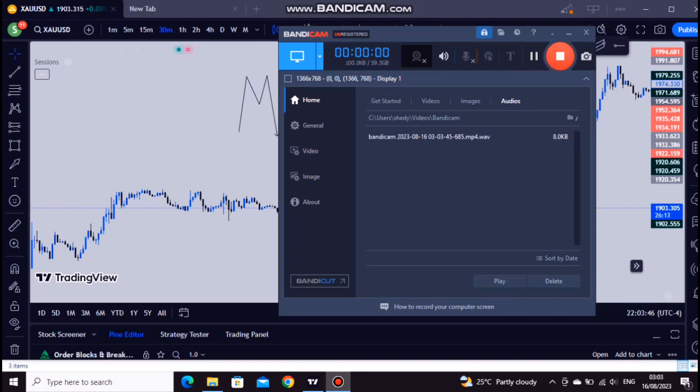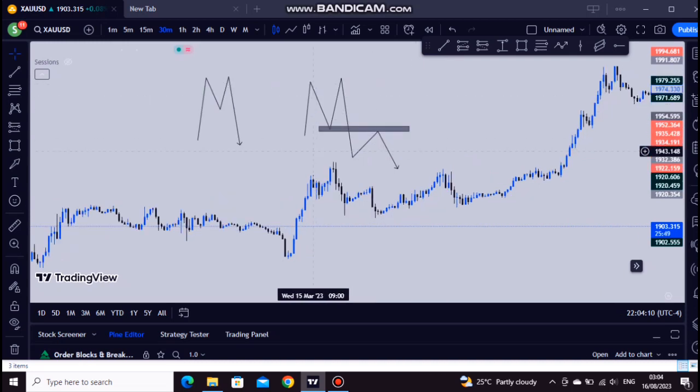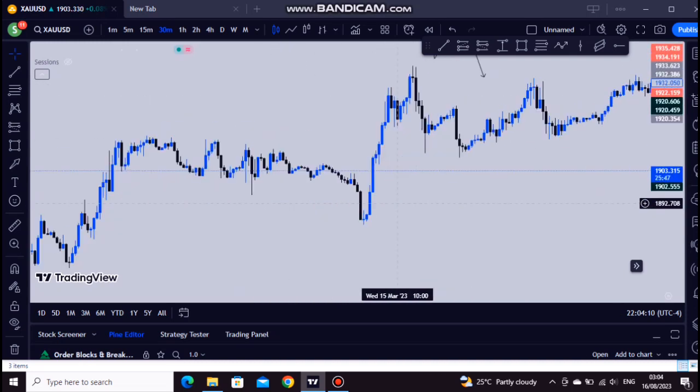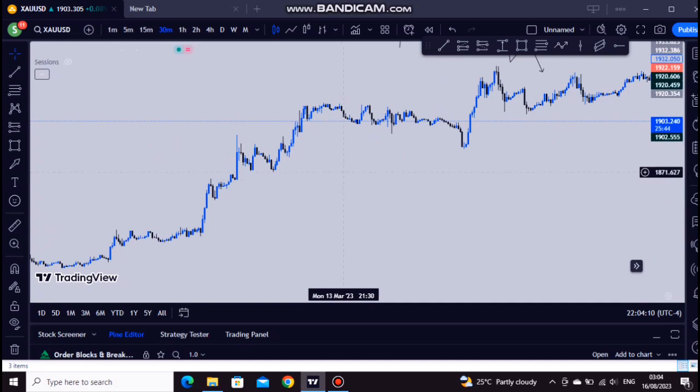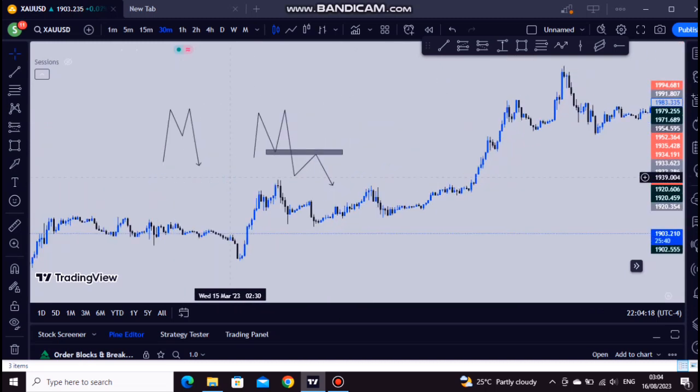Hey guys, I'm going to show you how to trade double bottom the right way. Double bottom is simply an M pattern, or inversely a W pattern, alright? You can see the example that I made on the screen about this particular trading pattern.